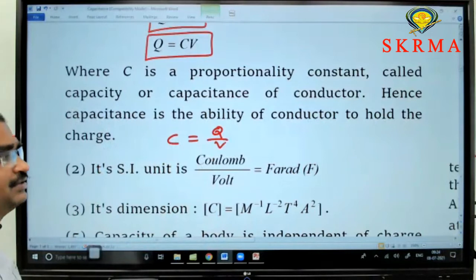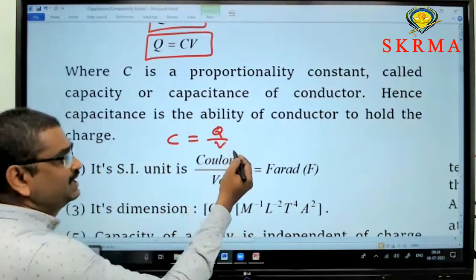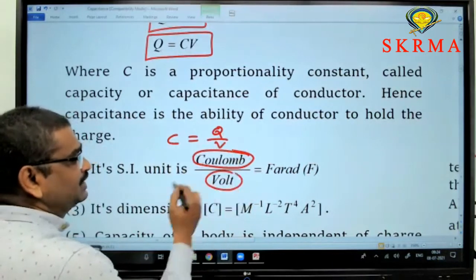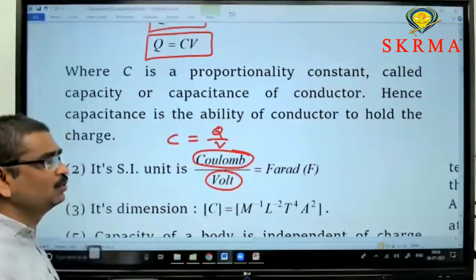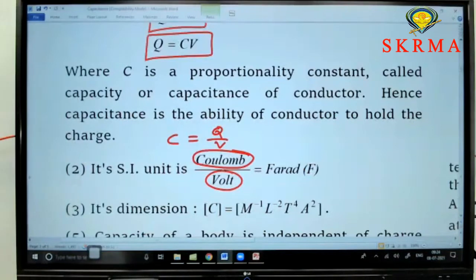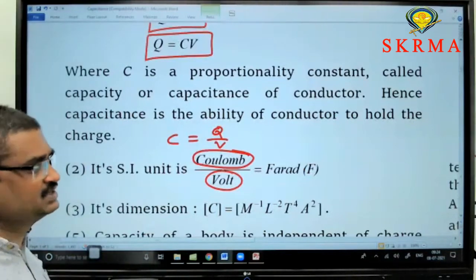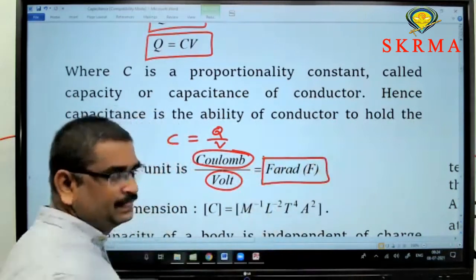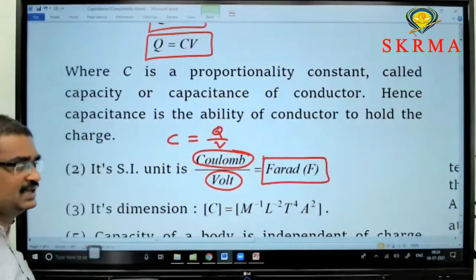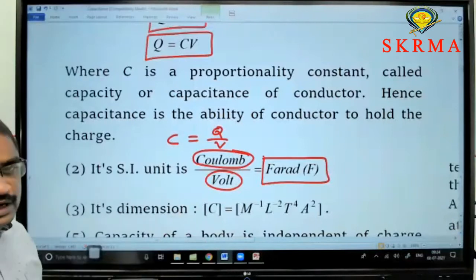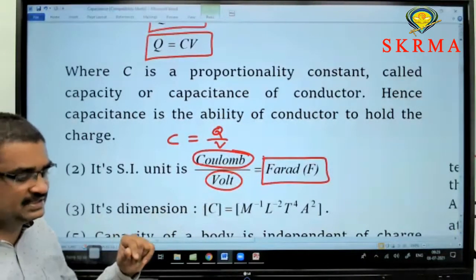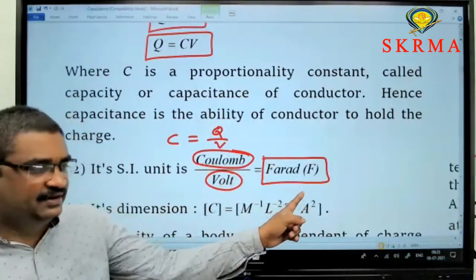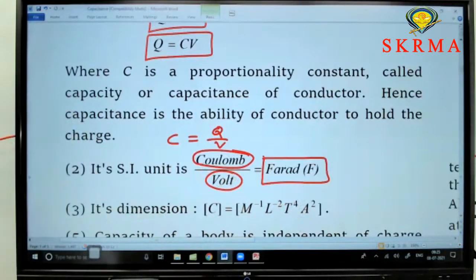What is the SI unit of Q? For Q, the SI unit is Coulomb. For V, potential difference, volt. Coulomb per volt is the SI unit for capacitance of a capacitor, or simply we can write it as a farad. Coulomb per volt or farad is the SI unit for capacitance of the capacitor.